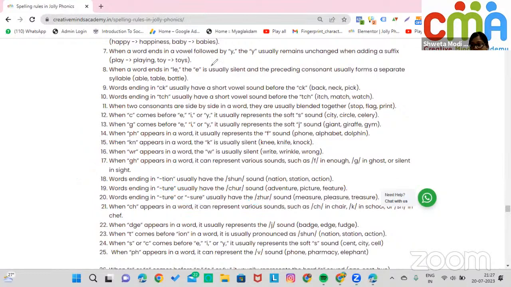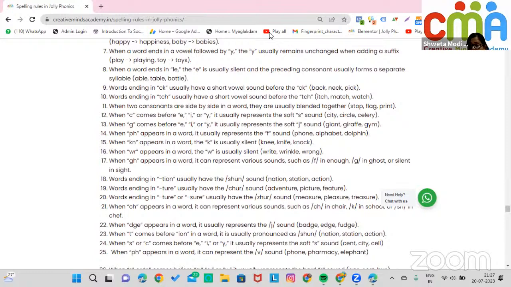When CH appears in a word, this we have done, CH can be the ch sound, the k sound, or the sh sound. So it depends on the origin of the word. French words have sh. So chef is a French word. When DG, we have done that.